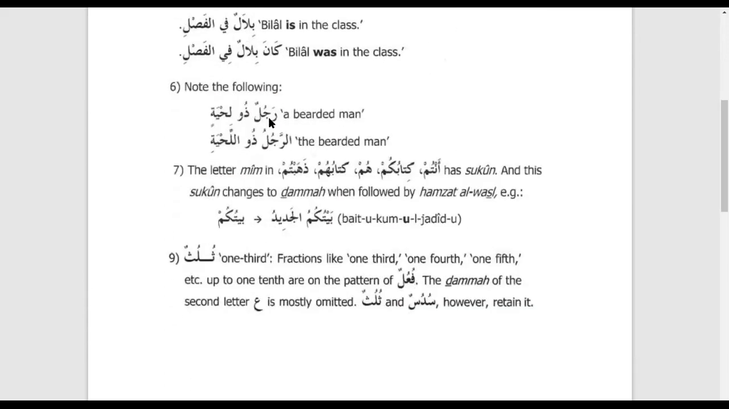And we know that rajulun is used for a single person, which is common noun or indefinite. So when we use the word dhu with that, we know that dhu is used as mudaf, so the noun that follows it will be mudaf alayh. However, the noun that comes before dhu will be the same as it comes after dhu. So for example, when we say rajulun, we will say dhu lihyatin, but when we say ar-rajulu, it will be dhu lihyati, with al, because it's ar-rajulu, and this is basically his sifa, so that's why it is with al.